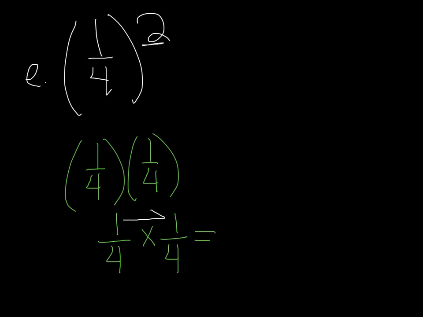Remember, you multiply straight across. So 1 times 1 is 1, and 4 times 4 is 16. And that would be my answer.